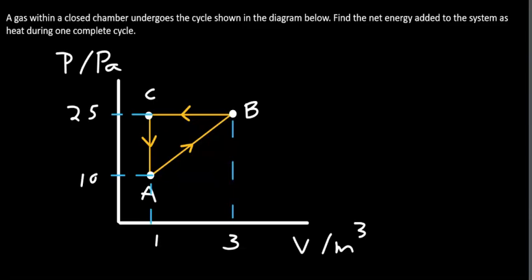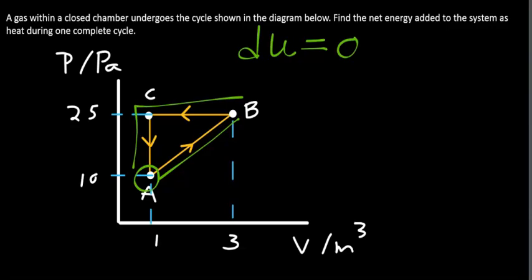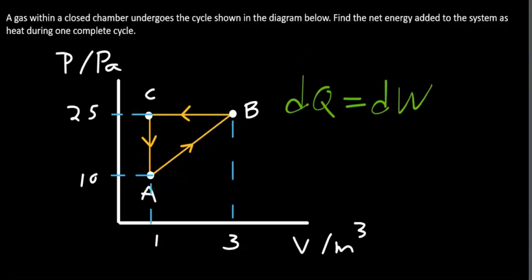Problem 2. A gas within a closed chamber undergoes the cycle shown in the diagram below. Find the net energy added to the system as heat during one complete cycle. Let's assume we start from point A, so it goes to B, C, back to A. So we are dealing with a cyclic process. In cyclic processes, the change in internal energy is 0. So that means the amount of heat added equals the amount of work done. As we have discussed earlier, the work done equals the area of that shaded region.